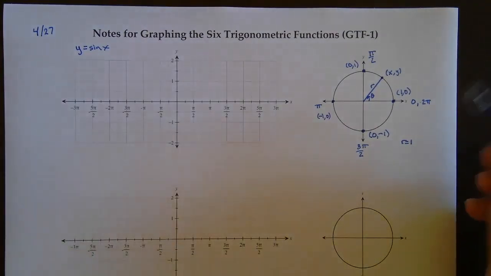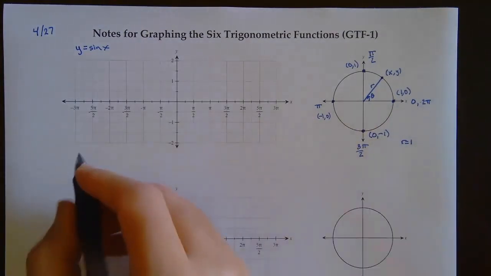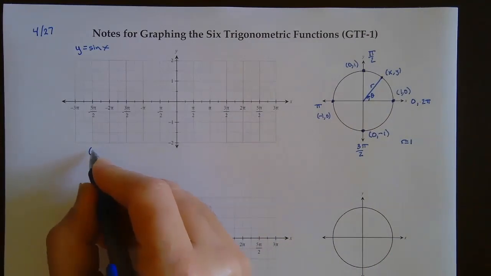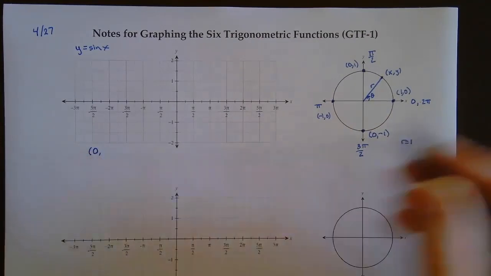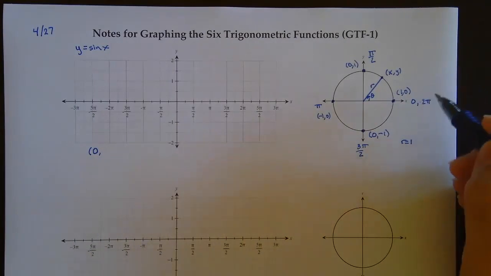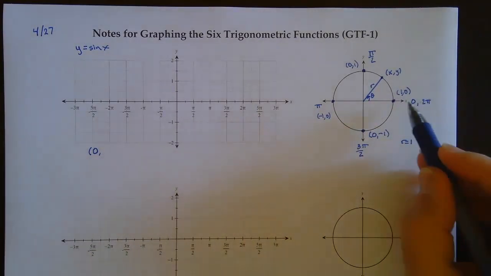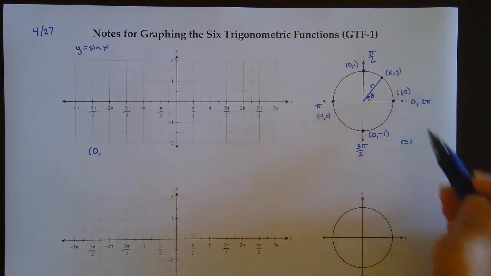If we put in angle 0, so this is a point that we're going to graph. If we put in angle 0 radians, what do we get out? Well, for sine, we get out the y, which is 0, over our radius, which is 1.